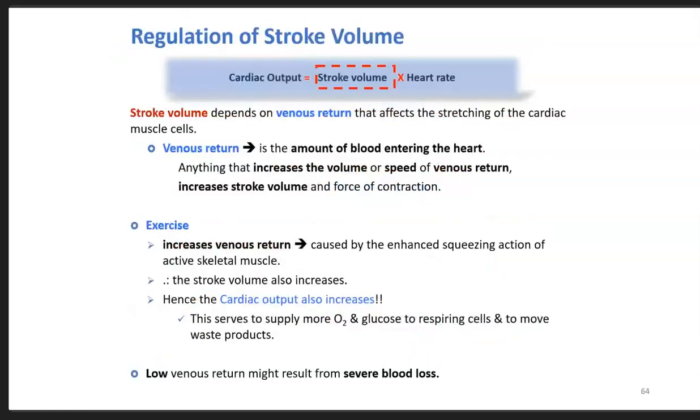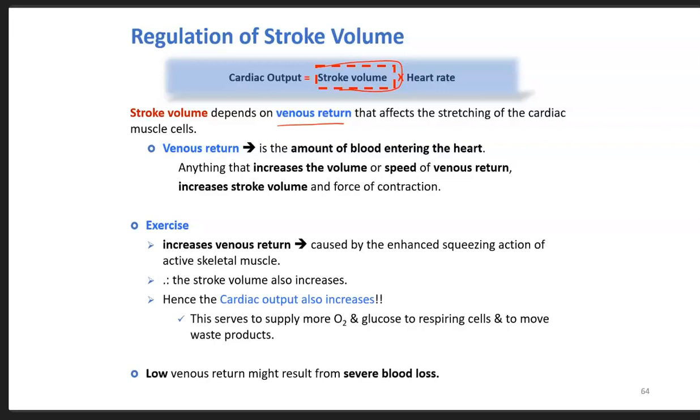Okay, so regulation of stroke volume. Okay, so kita nak tengok sekarang ni faktor-faktor yang mengawal atau menyumbang kepada stroke volume ni. Berapa banyak darah yang dipump keluar oleh ventricle per beat tu. Okay, so stroke volume depends on venous return. Okay, what is venous return? Venous return is the amount of blood entering the heart from the vein lah.